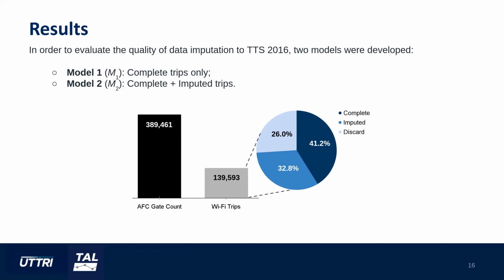For the data collection period, Wi-Fi trips corresponded to approximately 1/3 of the trips counted by the AFC gate count. In model M1, we have approximately 40% of trips via Wi-Fi, while model M2 has approximately 75%. So the total number of discarded trips was 26% of Wi-Fi trips.